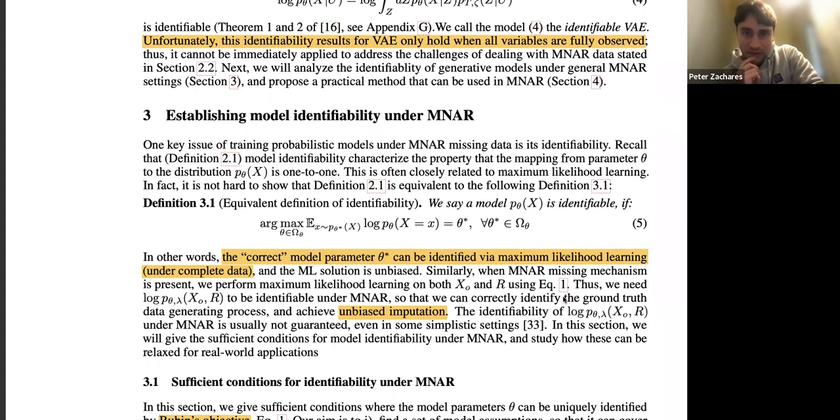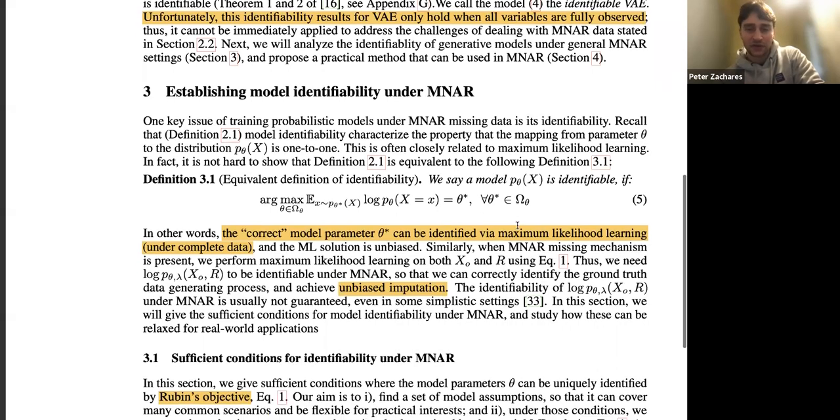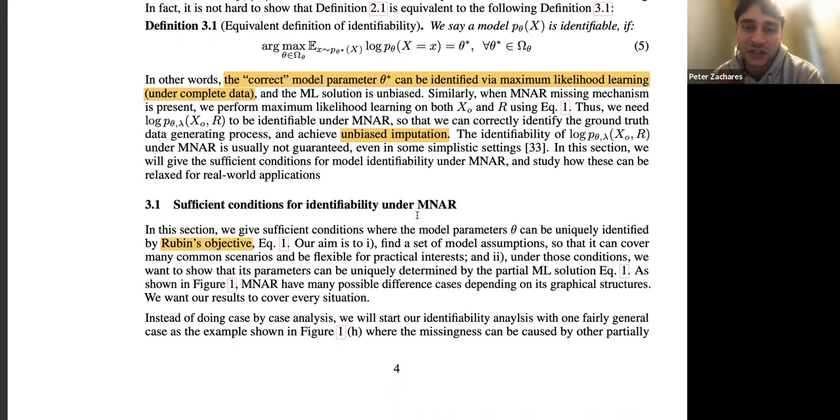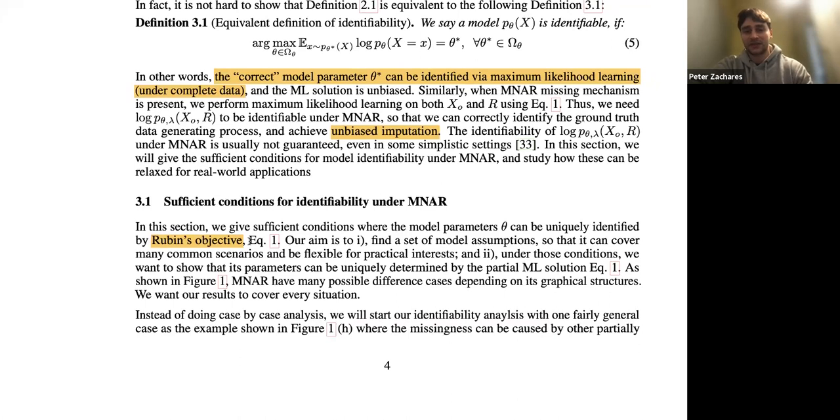So, establishing model identifiability under missing not at random. Okay, so their first definition is, they create a different definition of identifiable. Then they go into sufficient conditions for identifiability under missing not at random. They give sufficient conditions where the model parameters theta can be uniquely identified by Rubin's objective. This is where I think they used the objective that we saw up there. So over here they're providing the assumptions you have to meet in order to use that objective we saw above, in order to learn a distribution which is able to do unbiased imputation.